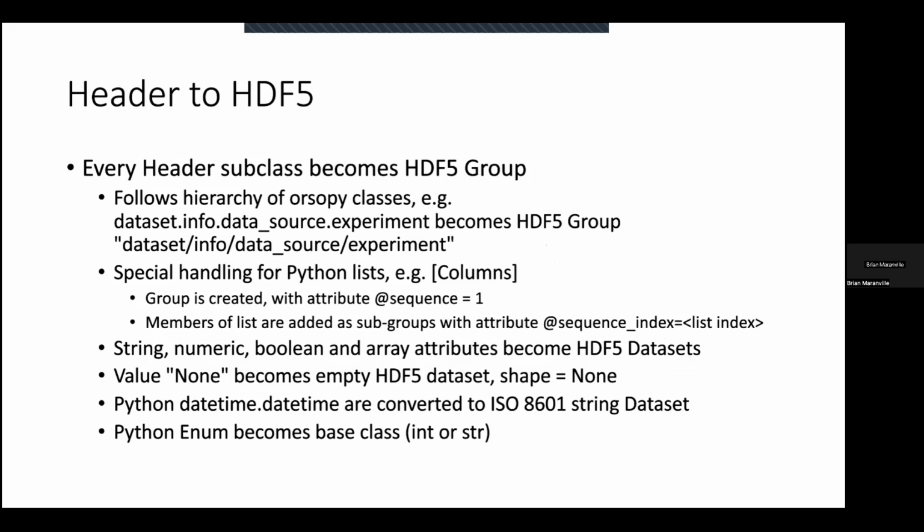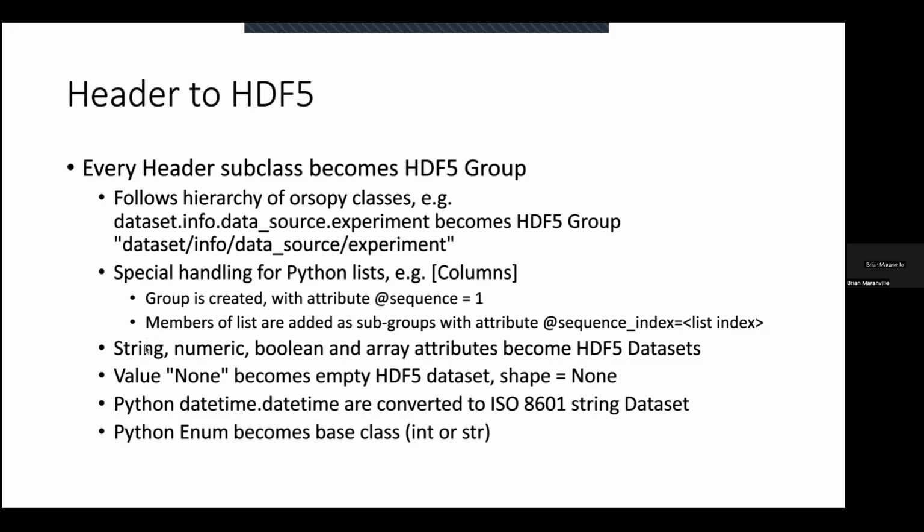So again, this is what happens in the header. Every header subclass becomes HDF5 groups. So in ORSOPy, you would create a data set. It has an info header, and then data source is one of the classes in there, and then experiment. And that becomes this path inside an HDF file. And so that's the group where you would find the same information. And as I mentioned, there's special handling for Python lists.